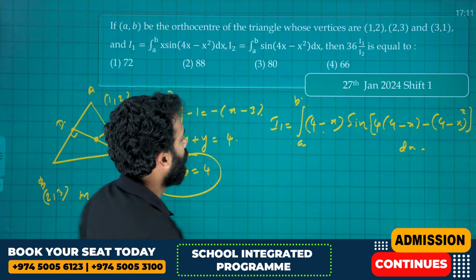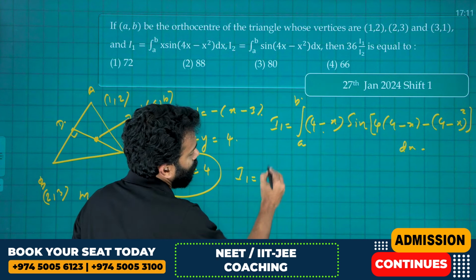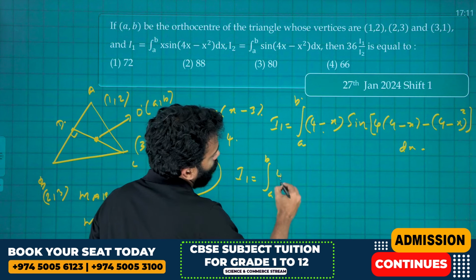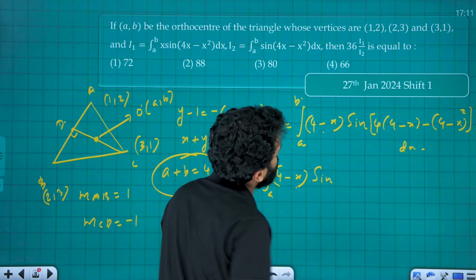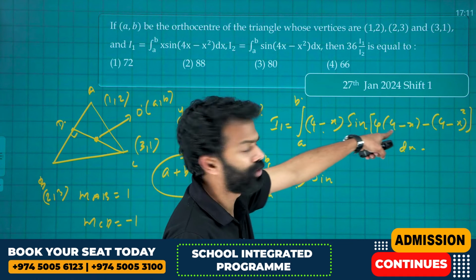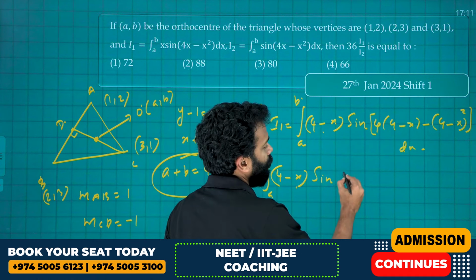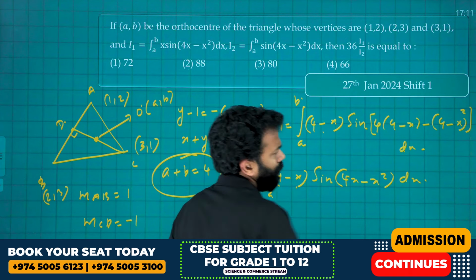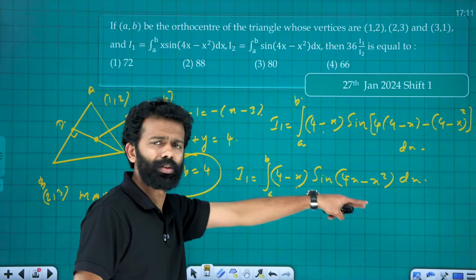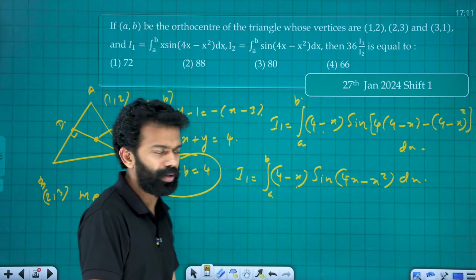So, I1 is equal to integral from a to b of 4 minus x into, if you simplify this, you will get 4x minus x square only. It will be sine of 4x minus x square only, into dx. You know how to simplify this. This will be like this. Otherwise, we cannot proceed from here.